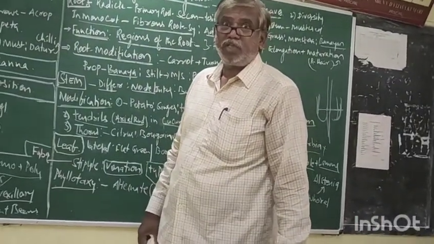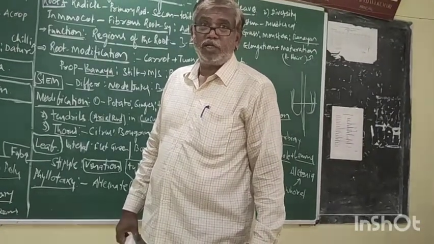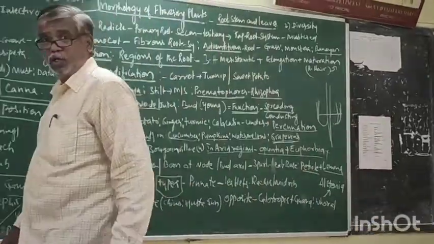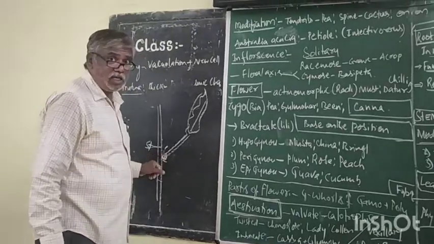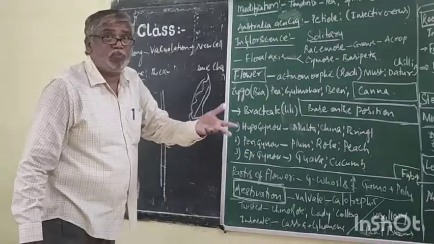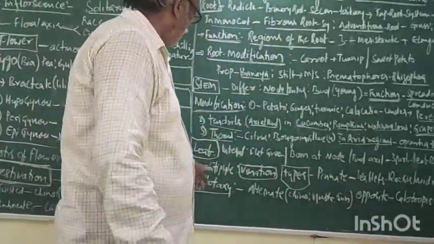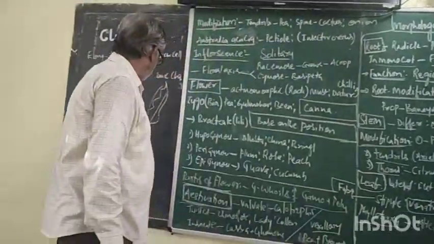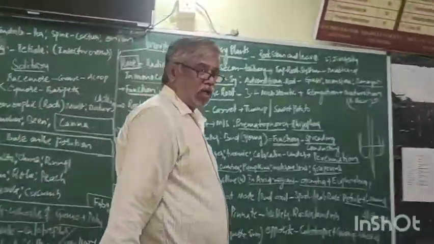According to the syllabus, we have three families: Fabaceae, Solanaceae, and Liliaceae. But there is no stipule in Solanaceae and Liliaceae. Hence, that leaf is called as exstipulate. Presence of stipule is the character of Fabaceae.